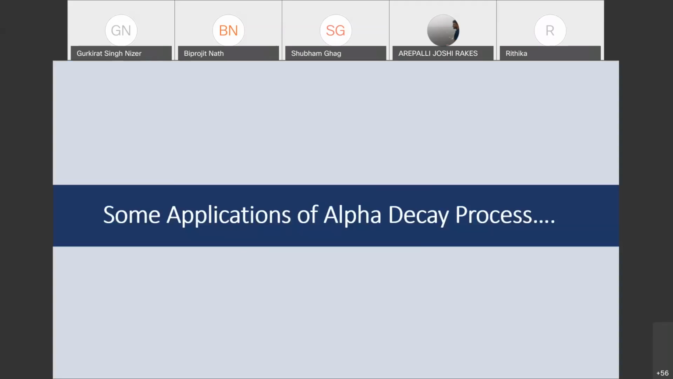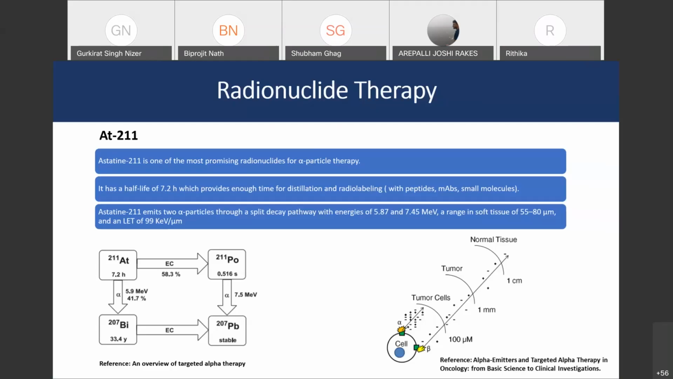So now we will dive into understanding some applications of this alpha decay process. The first application of this alpha decay process is radionuclide therapy. We'll try to understand this example using a radionuclide called astatine-211. Astatine-211 is the most prominent radionuclide for alpha particle therapy. And if you go and see, that's a very beautiful radionuclide. Why beautiful? Because it has a half-life of 7.2 hours, and it provides enough time for distillation and radiolabeling. We can radiolabel astatine with many things: peptides, monoclonal antibodies, and small molecules.